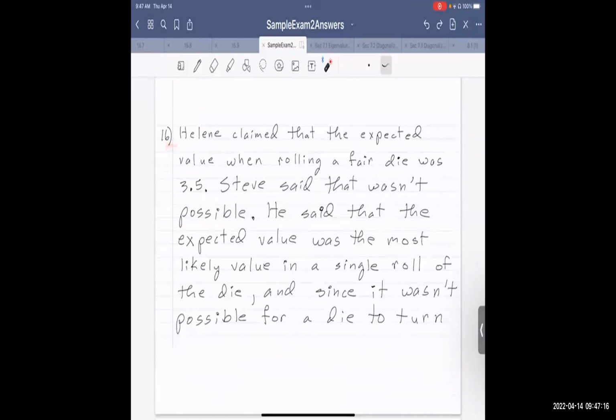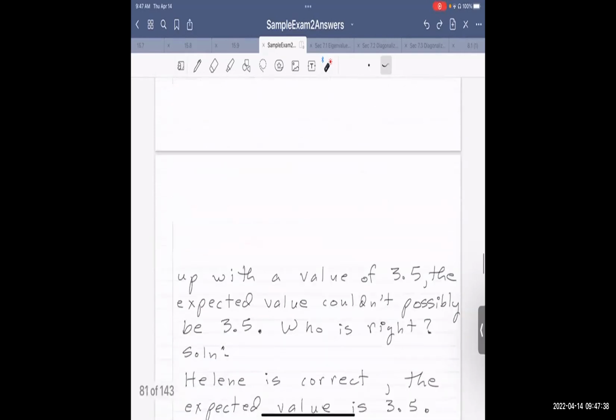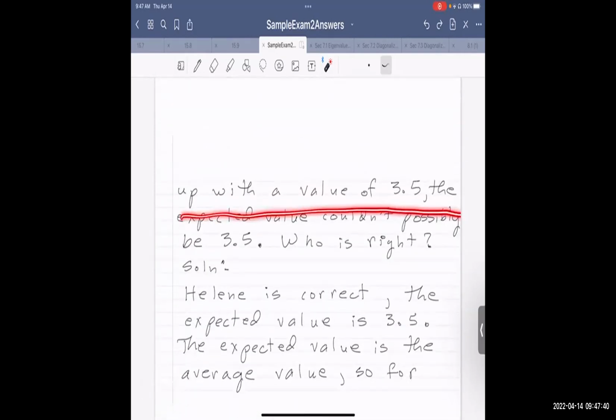Problem 16. Helene claimed that the expected value when rolling a fair die was 3.5. Steve said that this wasn't possible. He said that the expected value was the most likely value in a single roll of the die. And since it wasn't possible for a die to turn up with a value of 3.5, the expected value couldn't possibly be 3.5. Who's right?